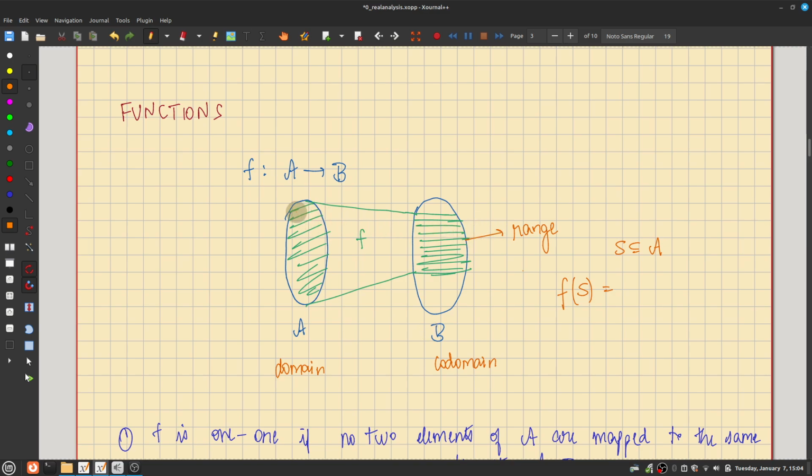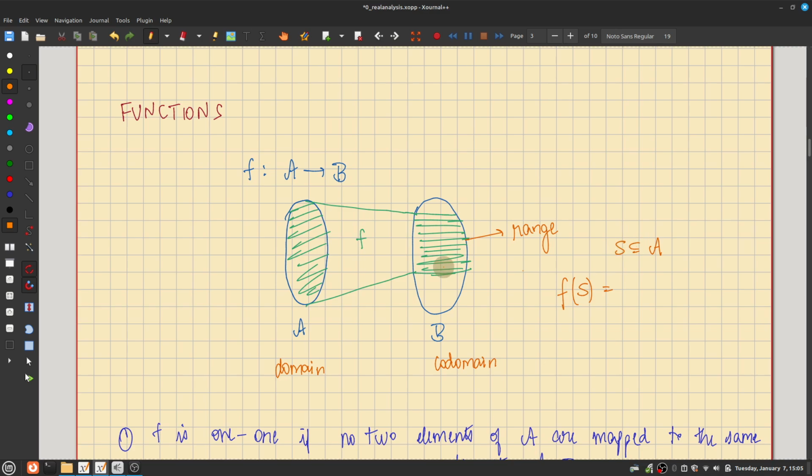But every element of A is mapped to some element of B, but it need not be the case that every element of B is a mapping of an element of A. So it may be possible that this f spans only a small subset of B. So the set of all elements that this f spans to is what we'll call the range. So the range is always a subset of the codomain, but may or may not be equal to the codomain.